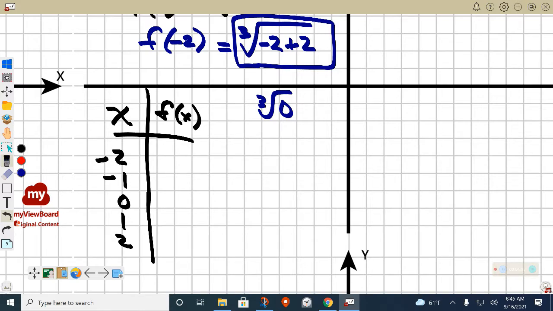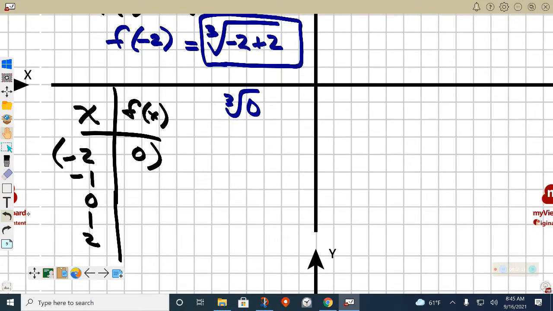So when x is negative 2, f of x is 0. There's our first point we're going to plot shortly. Nice. There's our first ordered pair, in other words.